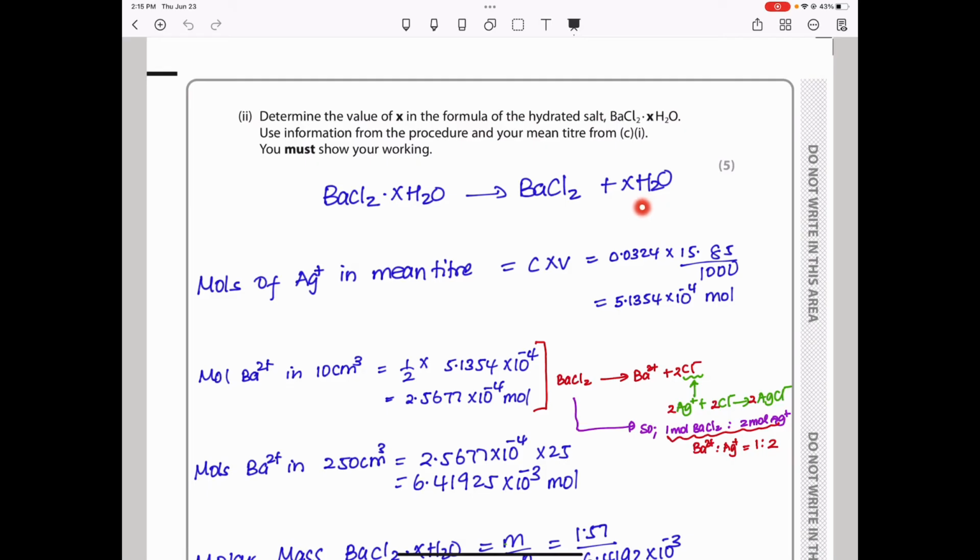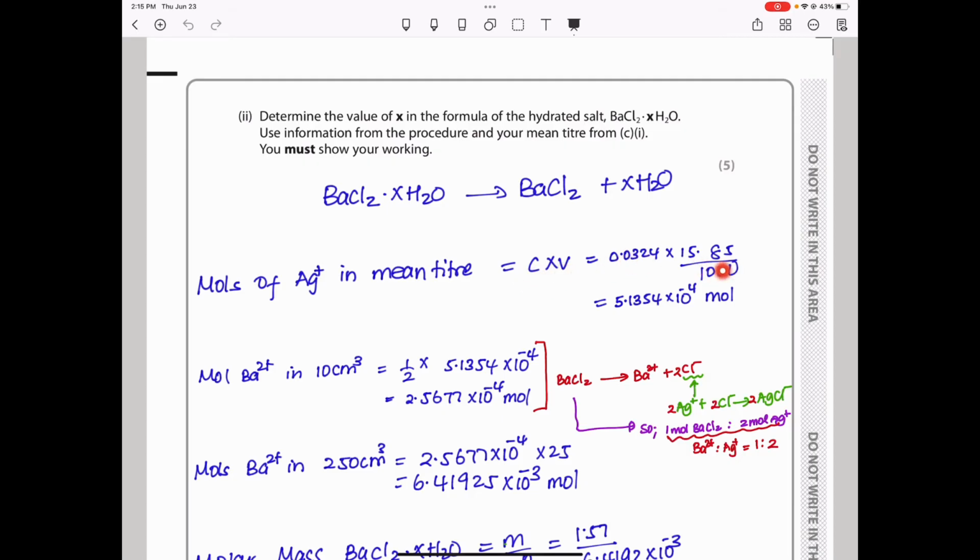So what we begin with, we always begin with the information given. We are given the concentration of silver ions and the volume of silver ions, so we can begin from there, because you remember we have the mean titer. The silver ions were in the burette, so if we have its concentration as well as the volume used, we can predict the number of moles of silver ions and begin from there. So number of moles is concentration times volume. We know the concentration.